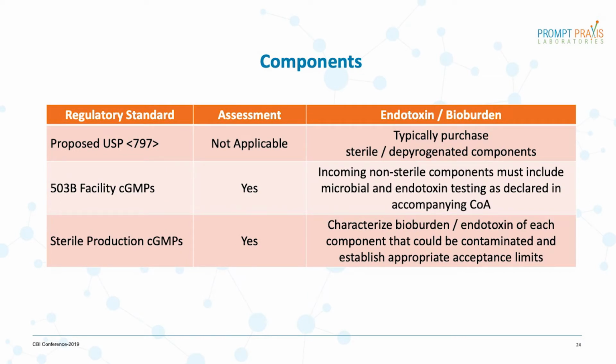So, is there a requirement for the endotoxin or bioburden assessment for components? For USP 797, it's not applicable. 503B and sterile fill, yes. And you typically purchase sterile depyrogenated components under USP 797. That's allowable. Incoming materials and non-sterile components must include microbial and endotoxin testing as declared by the accompanying C of A. In the sterile fill area, you actually characterize the amount of bioburden or endotoxin of each component. So again, a slightly more aggressive approach by the sterile fills.